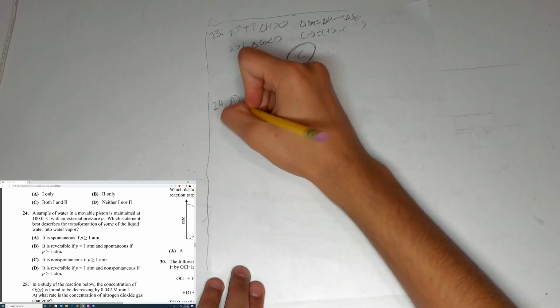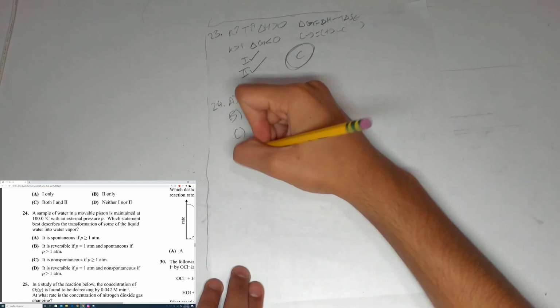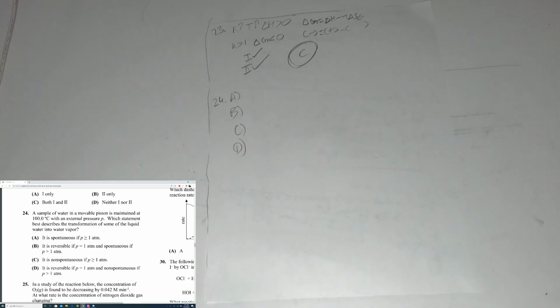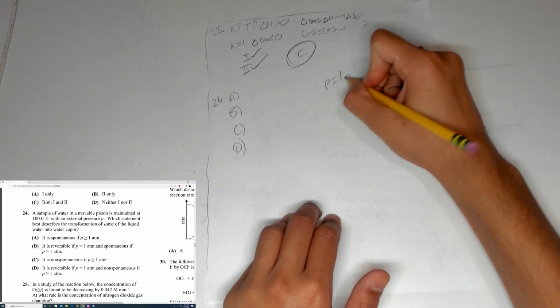24. Alright. This one is a question I like, because it combines, I think, multiple topics. So a sample of water in a movable piston is maintained at 100 Celsius with an external pressure P. Which statement best describes the transformation of liquid into water vapor? I think this question implies that external pressure is 1 atm, because at 100 Celsius it is implying that it's the boiling point of water. So the external pressure in this question is 1 atm.